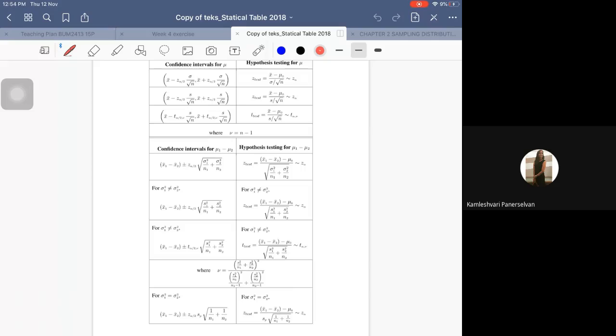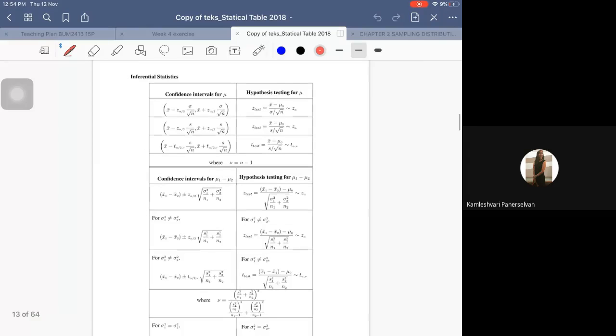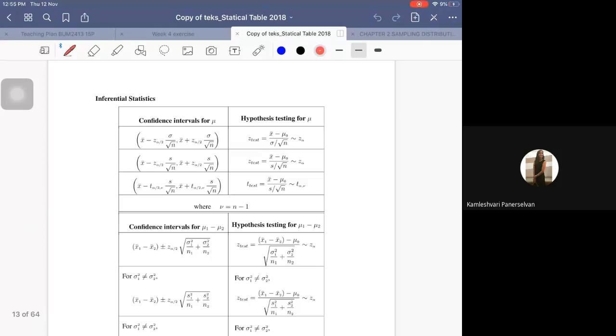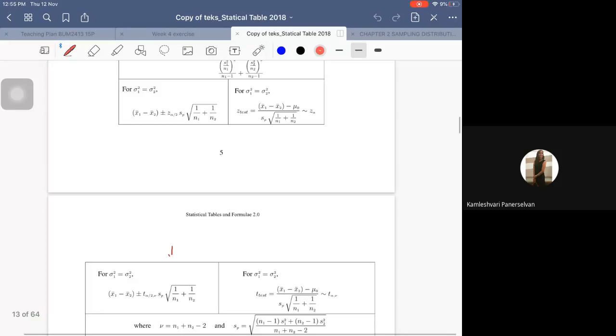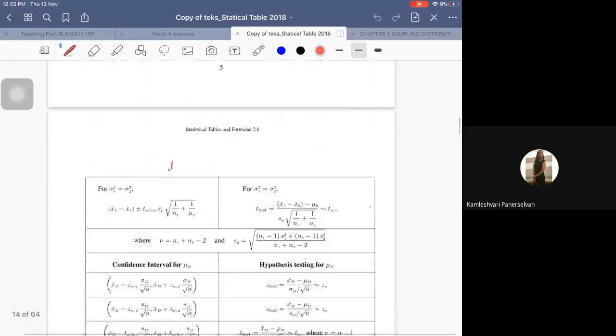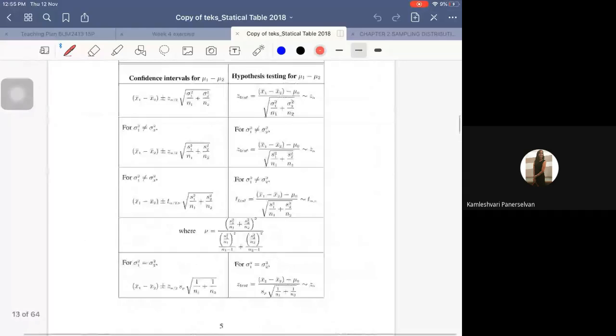You can buy this by any means you can, as long as you have this book, because there are many values that you have to find using this book, and that includes formulas as well. Chapter 2 is about confidence intervals. This is on page number 5. All the formulas you're going to use for confidence intervals are on page number 5 and also page number 6.